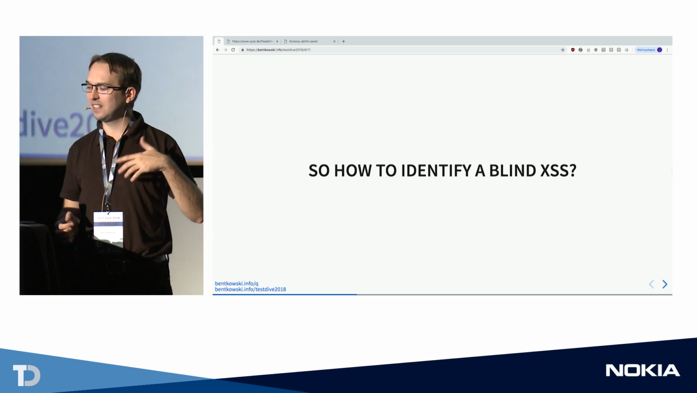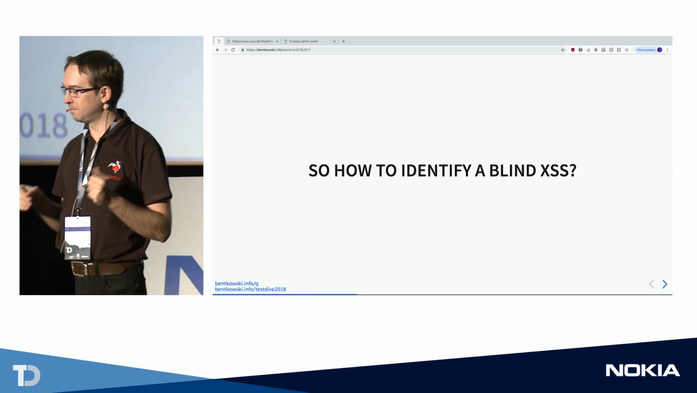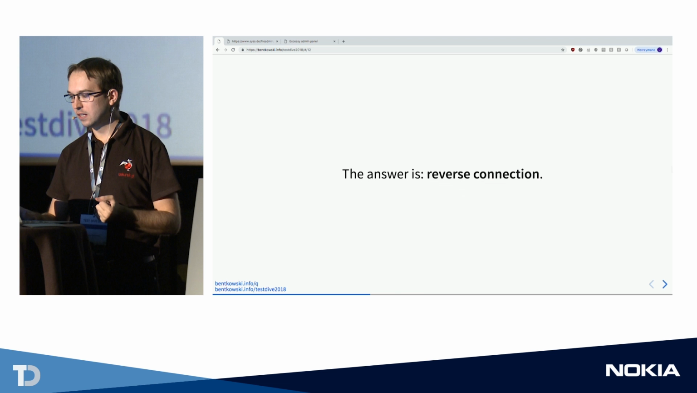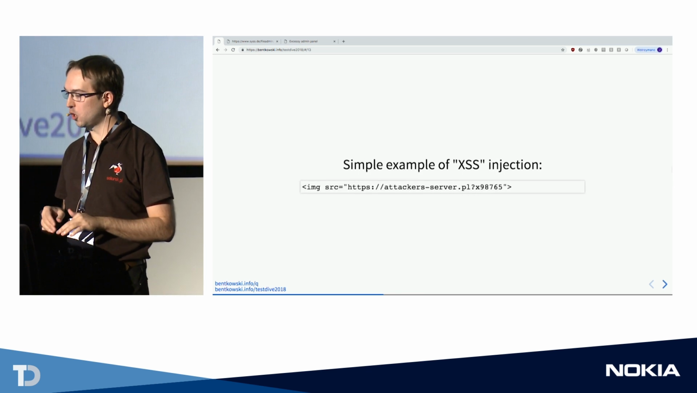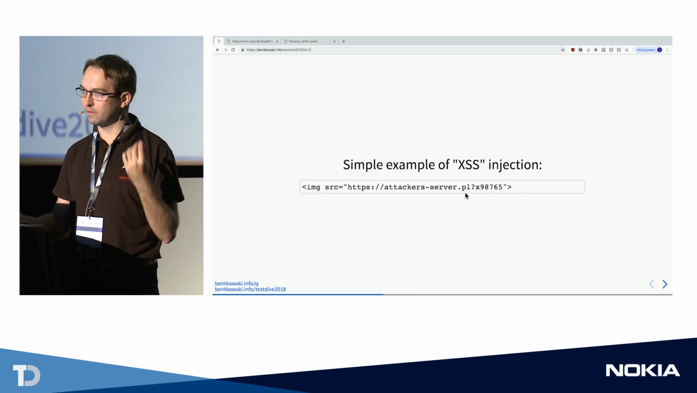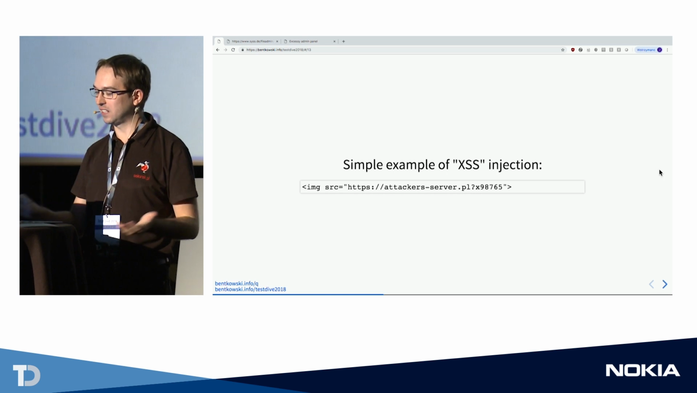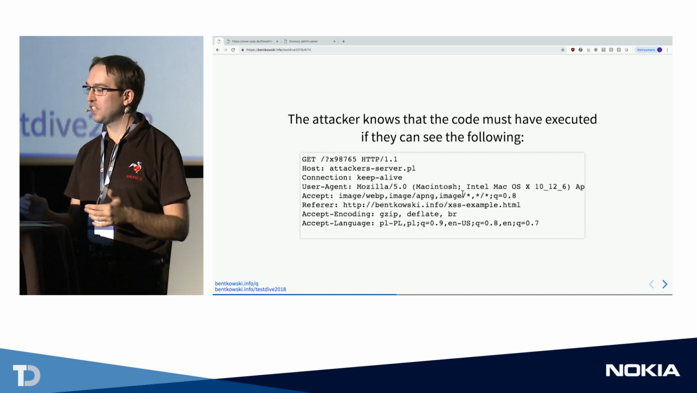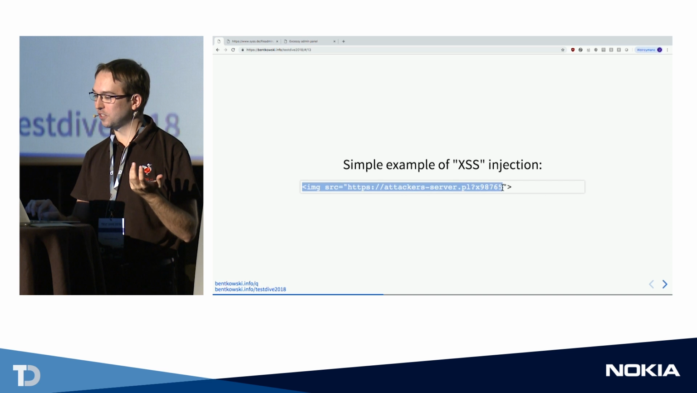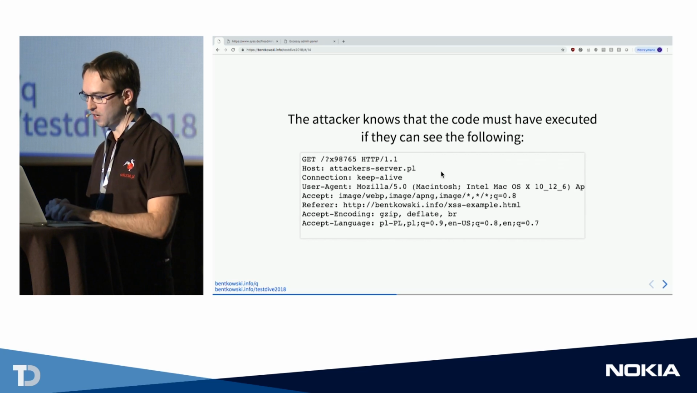So how do we identify a blind XSS if we cannot see where the XSS happens? The answer is a reverse connection. We input code with a simple image tag, for instance, that points to a server controlled by the attacker. After some time, if we see a request on our server, then we know that the code must have executed. This is how we know that there is a blind XSS. And we will try it.